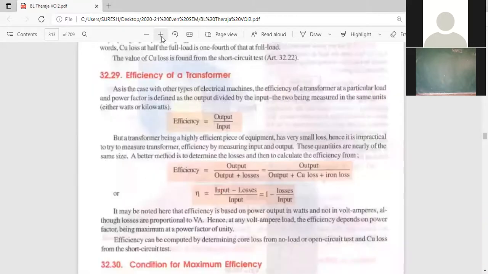Efficiency of a transformer. Efficiency eta is equal to output by input. Listen here.